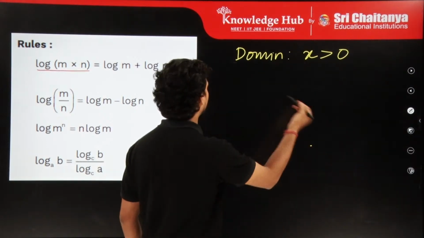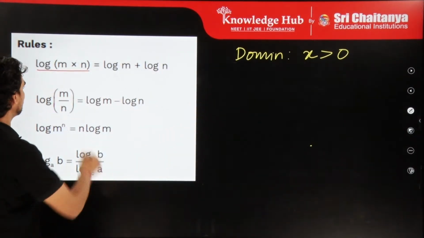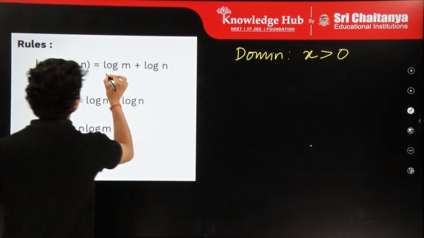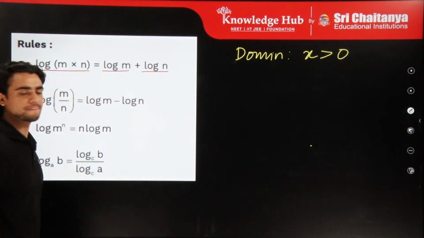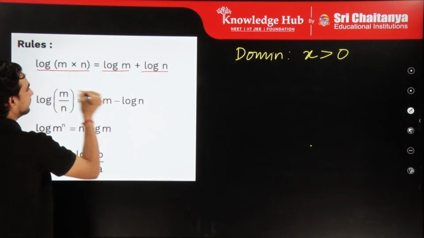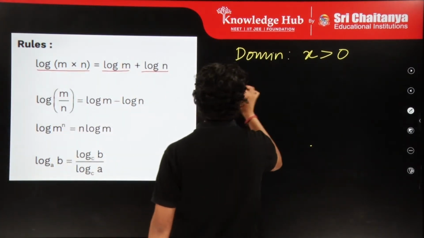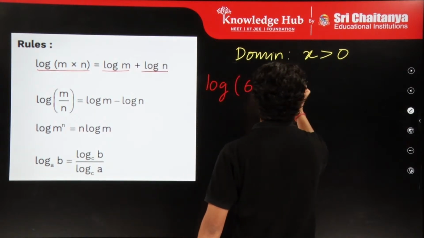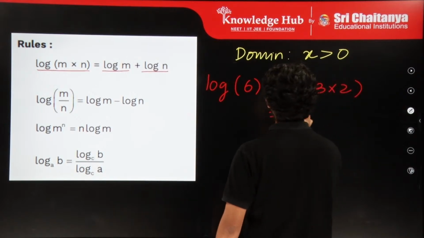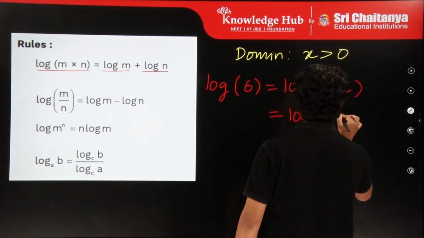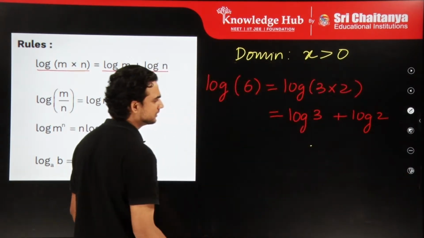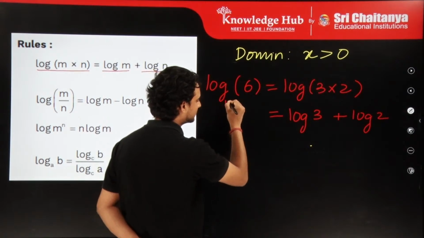So now let's come back to the rules. What are the rules? Log of m into n is log m plus log n, right? So if I have log 6, I can write log of 3 into 2, so I can write it as log 3 plus log 2. Now you can ask me, sir, where is the base? If nothing is written here, you take base as 10.